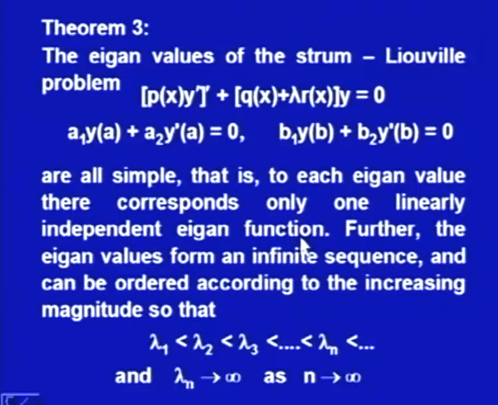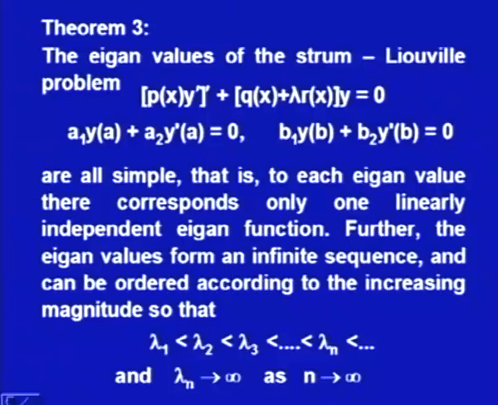And moreover, we are saying that there are infinitely many eigenvalues for the Sturm Liouville problem and they can be ordered in increasing magnitude. That is, we can rename the smallest as lambda 1, then lambda 2 and so on, and they can increase till infinity. The proof of this theorem we are not going to do because it requires a little bit of mathematics, which is beyond the scope of this course.